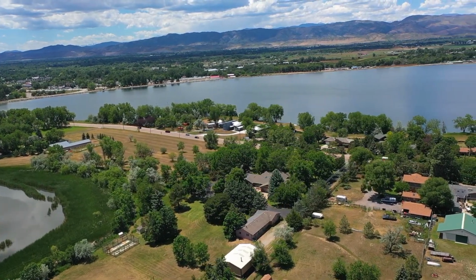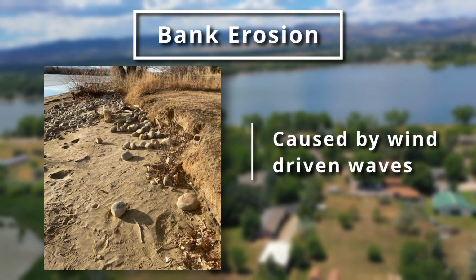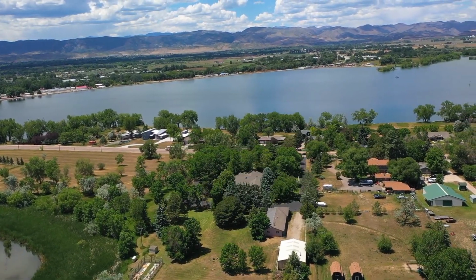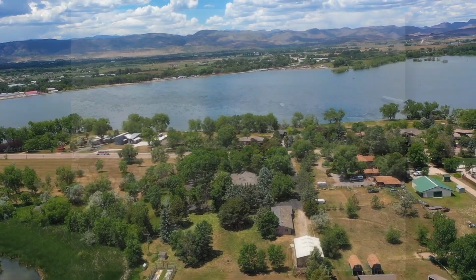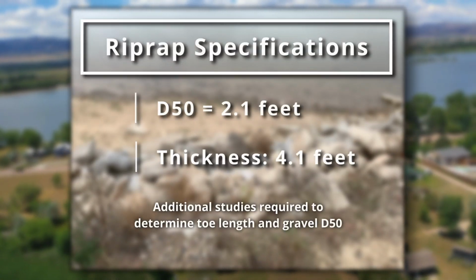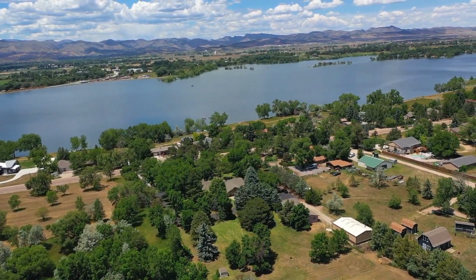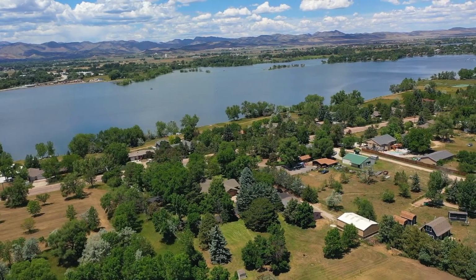The final aspect of the project addressed the issue of bank erosion by wind-driven waves on the eastern shoreline of Terry Lake. Theoretical modeling of peak wind conditions established that installing riprap with the following specifications was needed to mitigate the shoreline erosion issues. Terry Lake has a variety of engineering challenges to be addressed, but through modeling and technical design, they can be overcome.